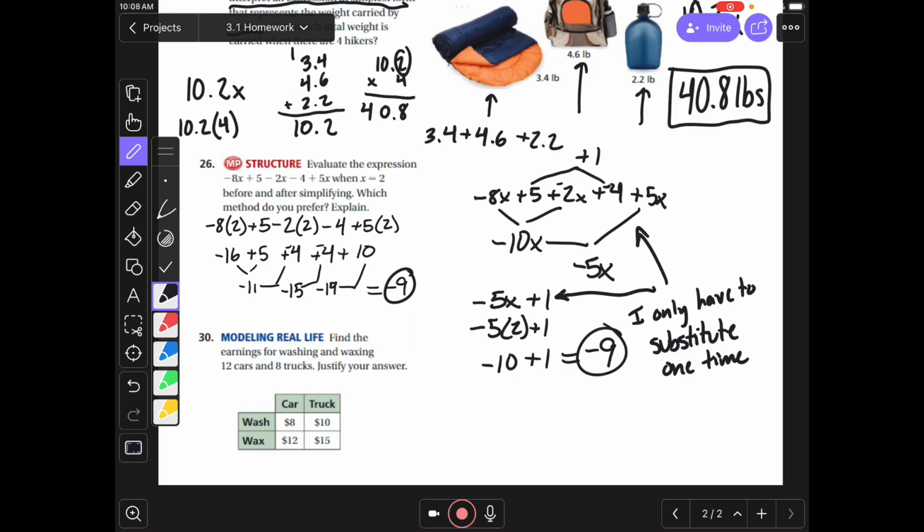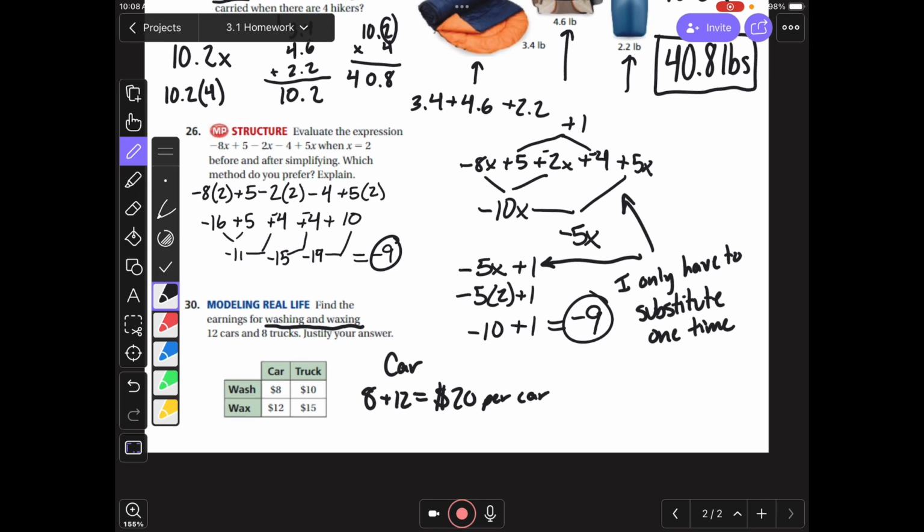Okay. So for number 30, it says, find the earnings for washing and waxing 12 cars and 8 trucks. So essentially what we can do here is say, for the car, I made $8 for every wash and $12 for waxing. If I wash and wax, so add them, in total for one car, I would be making $20. Or we could say $20 per car.